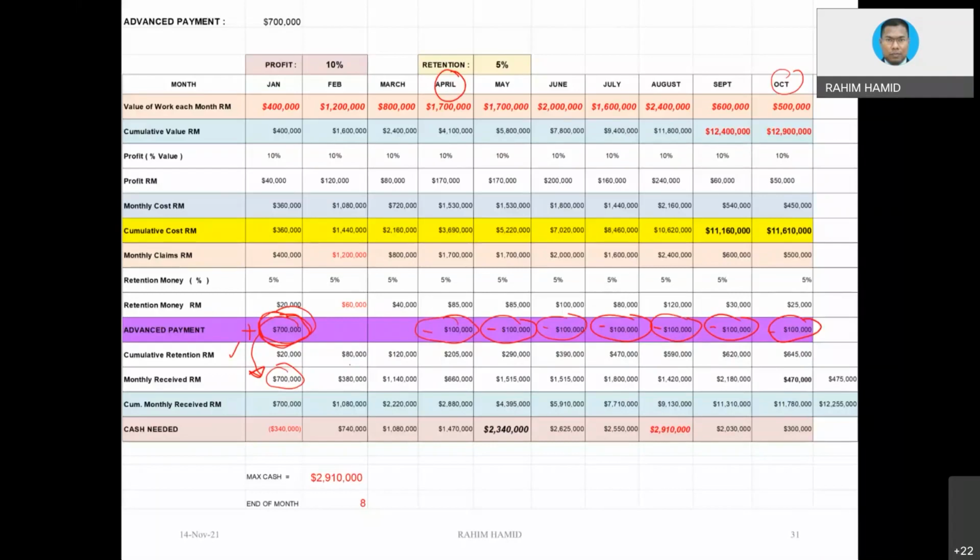Okay, for the second month, the 380 is the amount of money based on the amount of work that you did in the first month. Remember the first month, this is the amount of work that you did, 400,000. You are entitled to this claim for the first month, but it is going to be paid in the second month because the term says so.